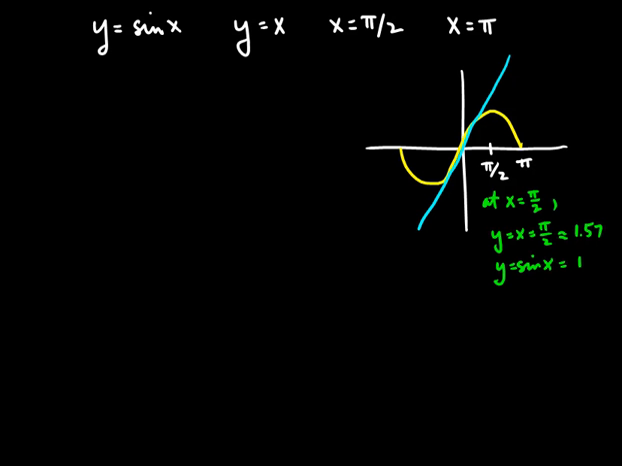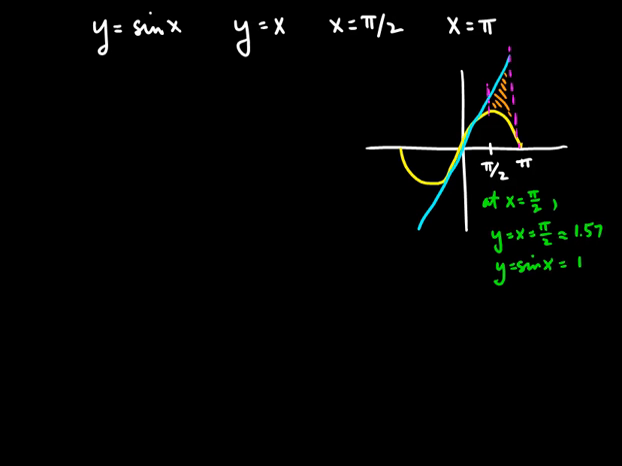So since we know that after pi over 2, sine of x heads downward towards pi, but y equals x continues to head upward, we can see that between pi over 2 and pi there will be no point of intersection. And what we want to do then is to find the area enclosed by the two curves between pi over 2 and pi. So we're looking for that area in orange.